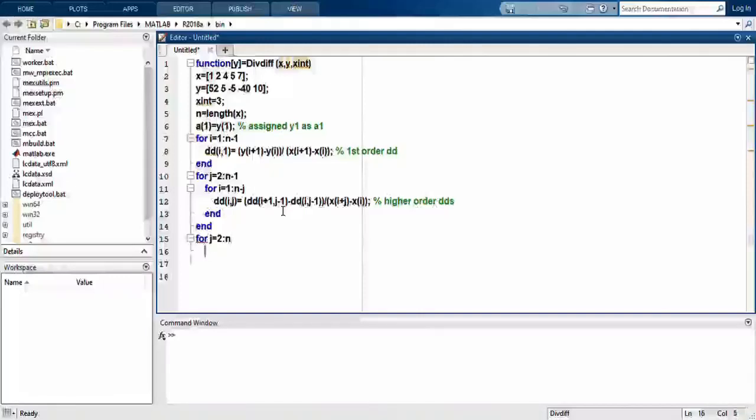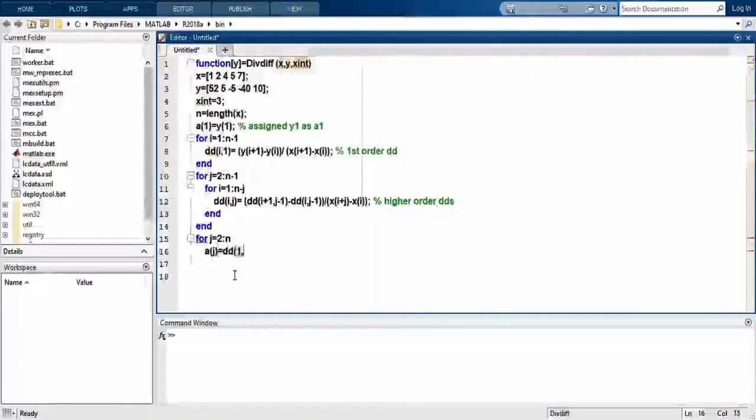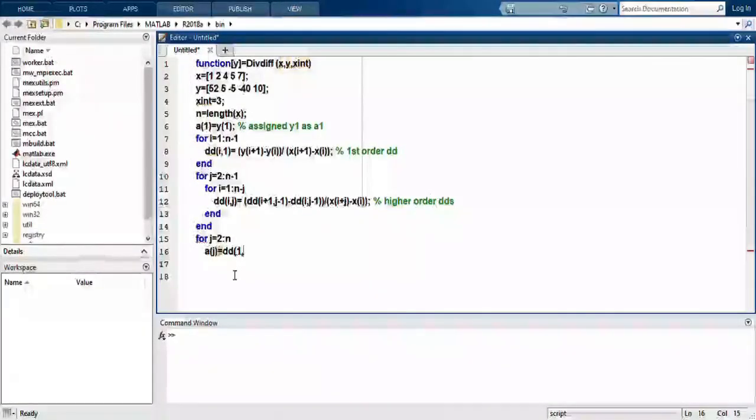A of j means a of 1, a of 2. A of 1 is assigned as this. So a of 2, a of 3, a of 4 in the first row. So our first row is fixed. So we can write it as is equal to dd of 1. 1 is the row, and columns are changing. And columns are changing in a way j minus 1.